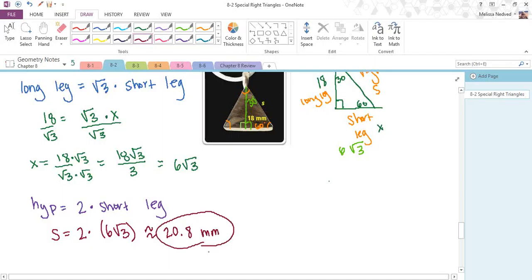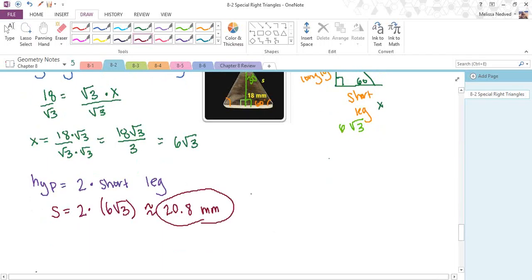So if you're not given the short leg, you may have to use both formulas to get your final answer. The short leg is used in both, and if you're given one of the side lengths, you can always work to find the other two. Just make sure that you are using the right formula at the right time. A lot of it is just plug and chug once you figure out where to go from there.